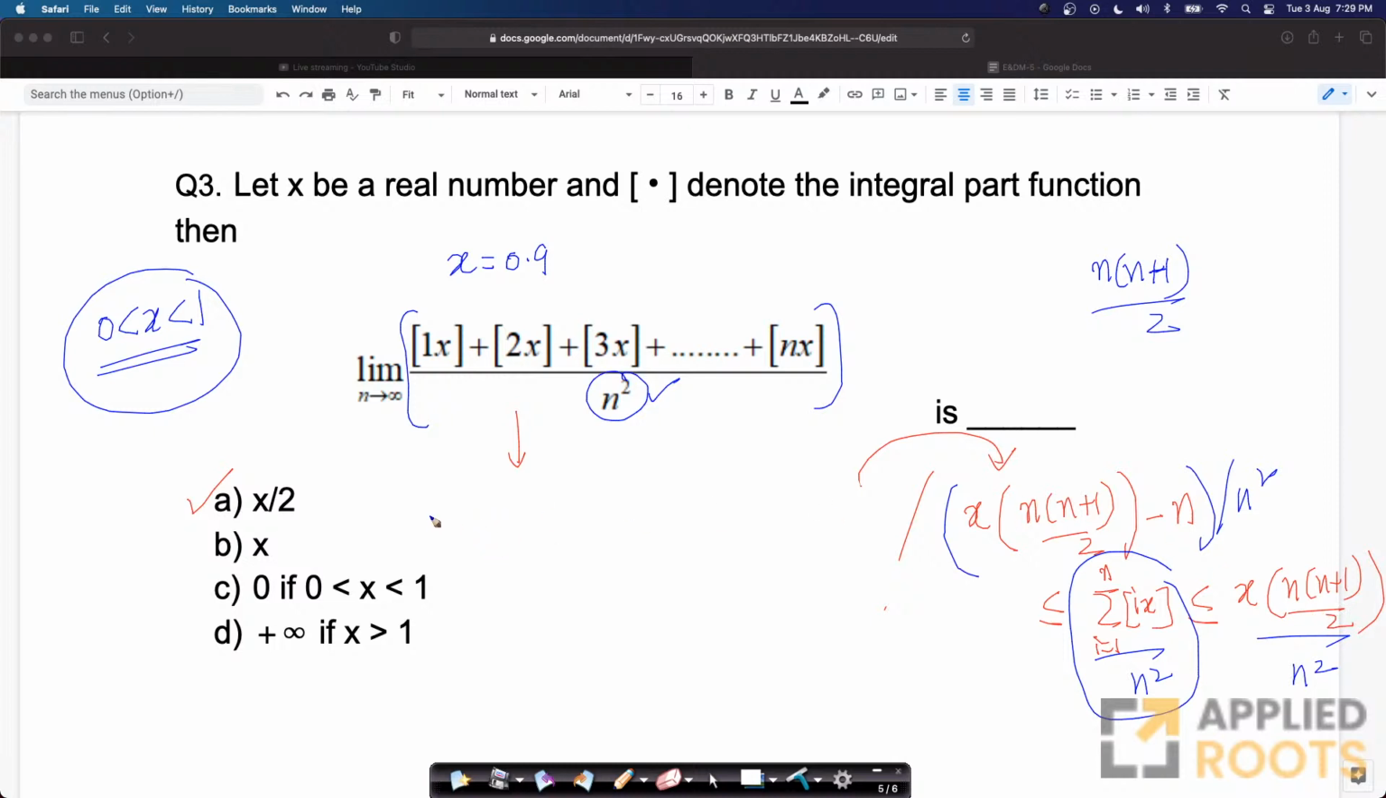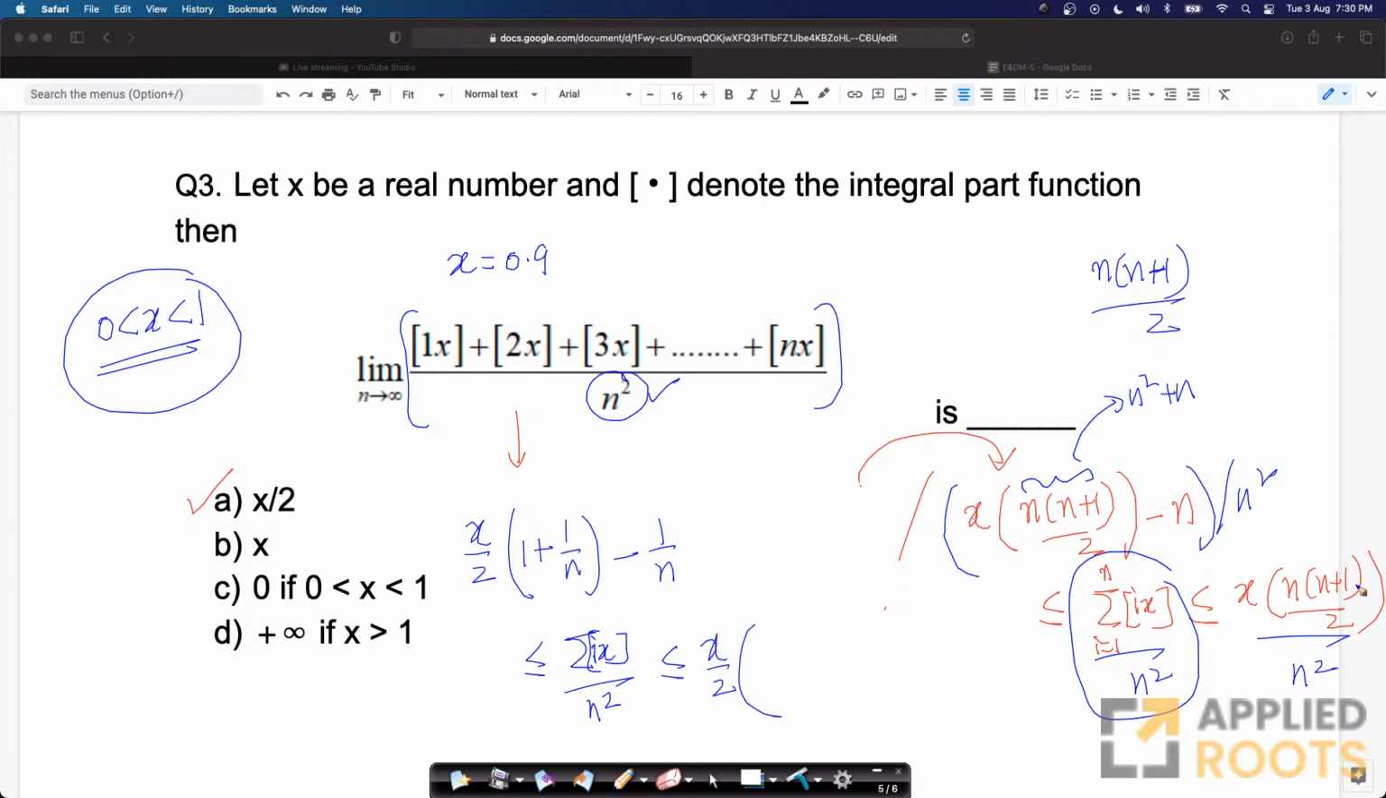Now, if we do this, what happens? Let's go step by step and be careful with this. I'm taking x by 2 out. You have n square plus n divided by n square, so that becomes 1 plus 1 by n, minus n by n square, which becomes 1 by n. So this is going to be less than or equal to this expression. Let me write it as summation ix by n square. This is less than or equal to, taking x by 2 out here also, n square plus n by n square, which becomes 1 plus 1 by n.